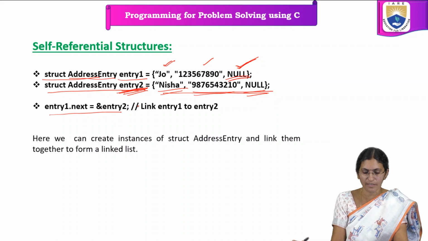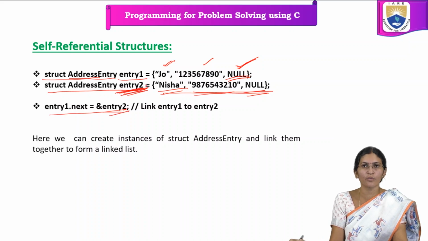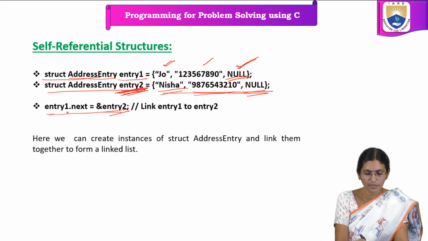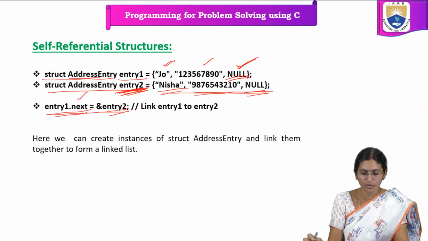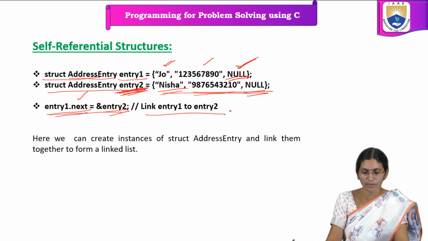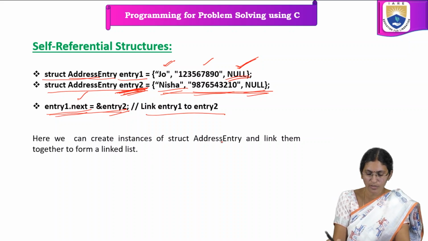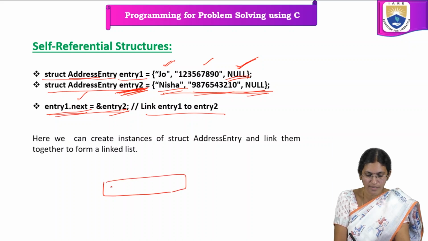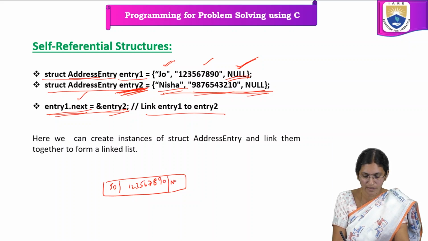Now if we write entry 1 dot next is equal to address of entry 2, what we are doing here is storing the address of entry 2 in the variable entry 1 dot next. So next is a pointer variable, and we are creating a link here, linking entry 1 to entry 2. We can understand it in this way. This is the first variable. It has corresponding fields: the name, the phone number, and the last one is null. Initially it is initialized with null.